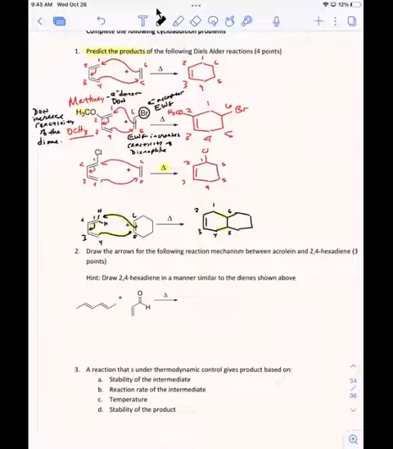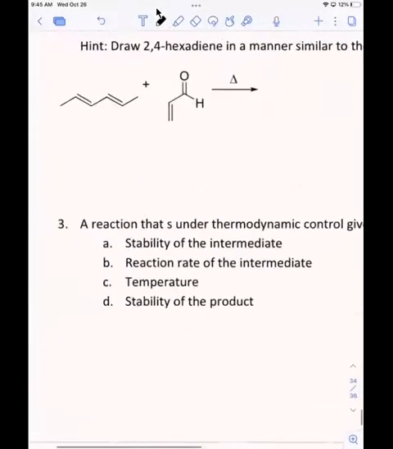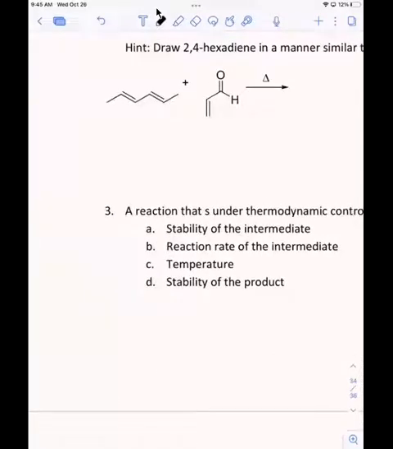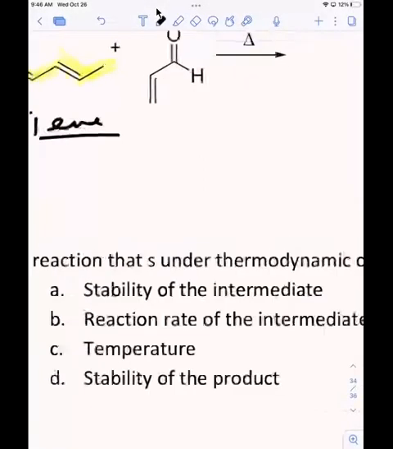All right, I'm gonna stop early today. Let's look at this next problem right here. This gives me a chance to introduce another idea with this reaction. All right, so this is my diene. This is the dienophile.